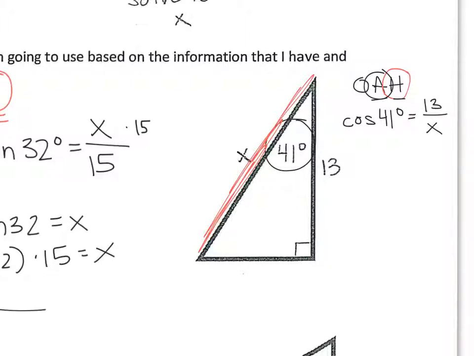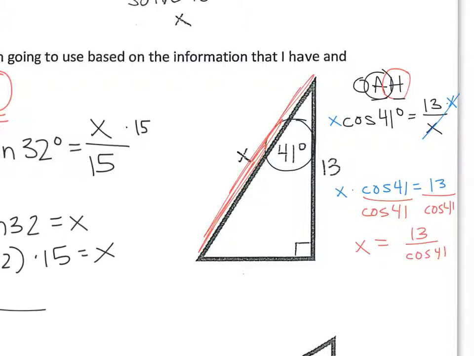When you want to solve for X and it's in the denominator, you need to multiply both sides by X first. So now you have X times the cosine of 41 equals 13. So to solve for X, you divide both sides by the cosine of 41. So X is equal to 13 divided by the cosine of 41. And you can put this in your calculator, and it's going to be a decimal, rounded to the nearest degree.